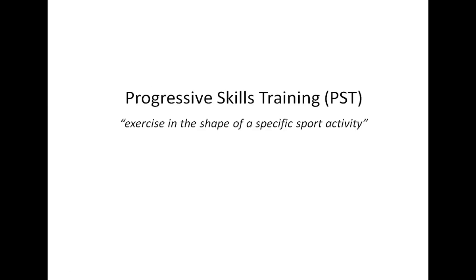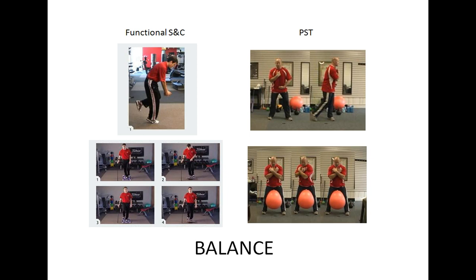Progressive skills training is really, if you think of what we've tried to develop here, and it's just the tip of the iceberg, essentially exercise in the shape of a specific sport activity. And you can put in for specific sport activity kicking a soccer ball, throwing a baseball, hitting a golf ball, serving a tennis ball, whatever it might be. Exercise in the shape of the specific sport activity, taking specificity to the next level. And that's essentially what we're referring to when we're talking about progressive skills training.